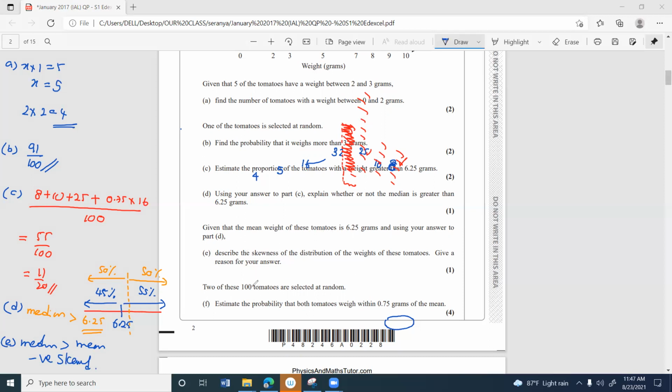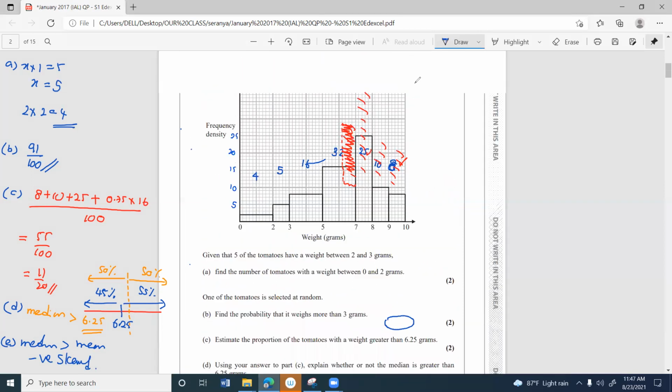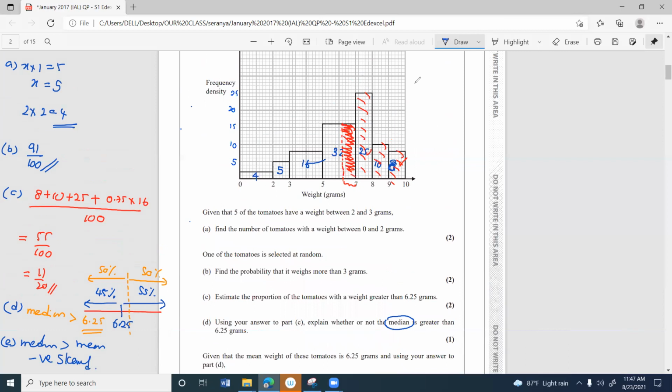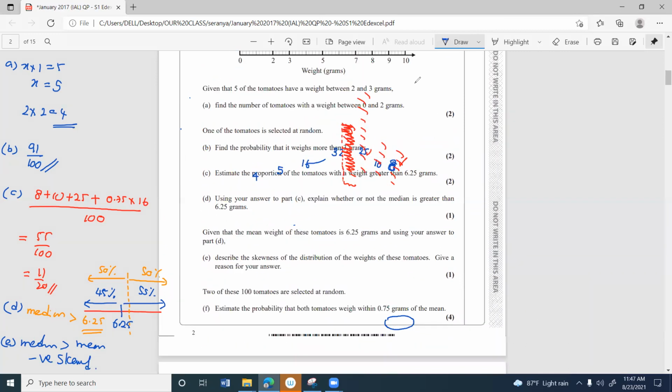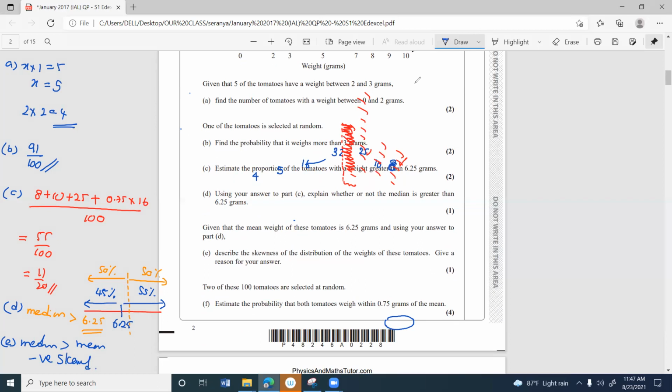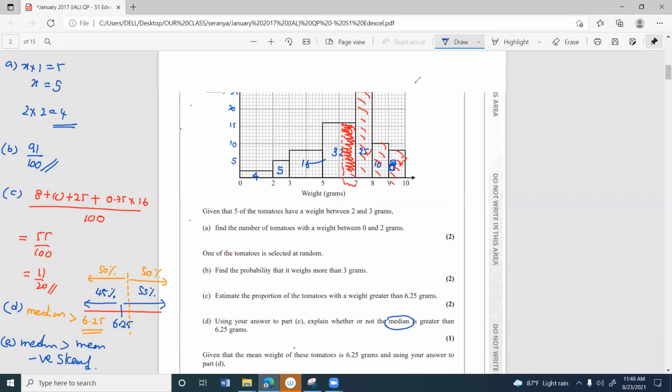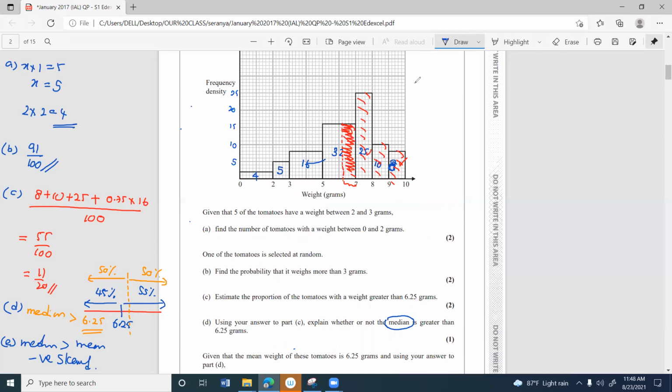Two of these 100 tomatoes are selected at random. Estimate the probability that both tomatoes weighed within 0.75 grams of the mean. That is quite an impressive question, right? I'll go back to the first part of the graph. We find the two tomatoes within the 0.75 gram limitation from the mean, but the mean is 6.25, right? This is the way of doing this.